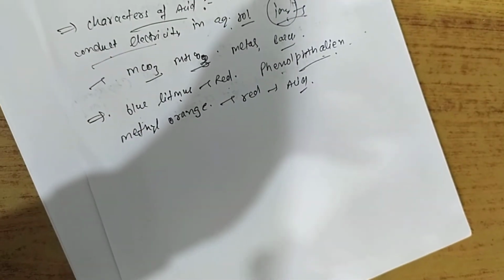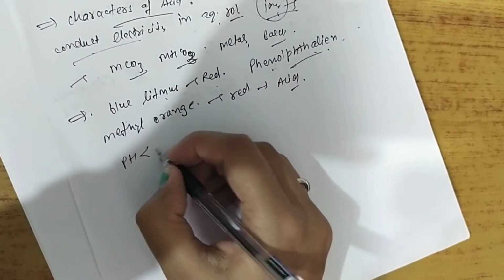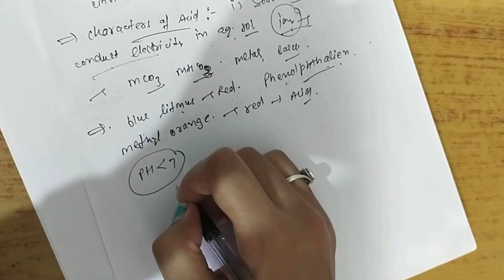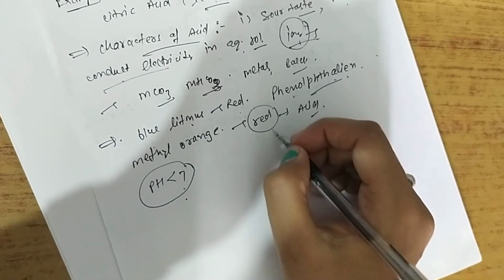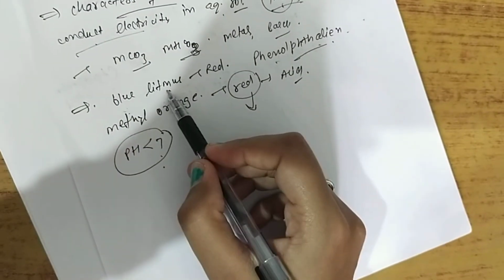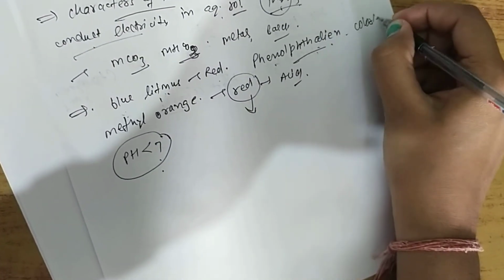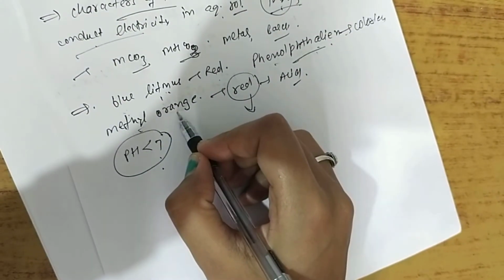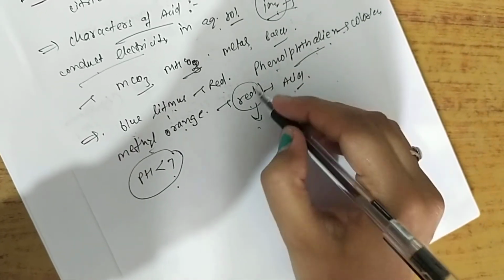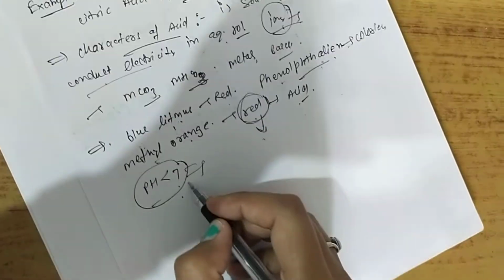The pH of an acid is less than 7. Litmus solution also gives red color in acid. So blue litmus turns into red in acid. Phenolphthalein remains colorless in acid. Methyl orange turns into red in acid solution, and litmus solution also gives red color in the acidic solution, and the pH of acids remains less than 7.